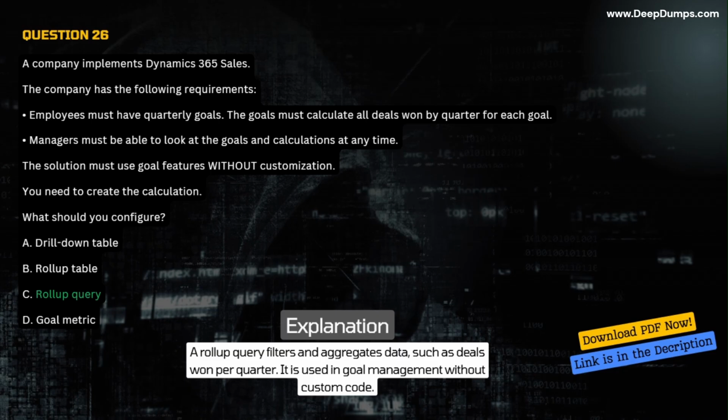Explanation. A rollup query filters and aggregates data, such as deals won per quarter. It is used in goal management without custom code.